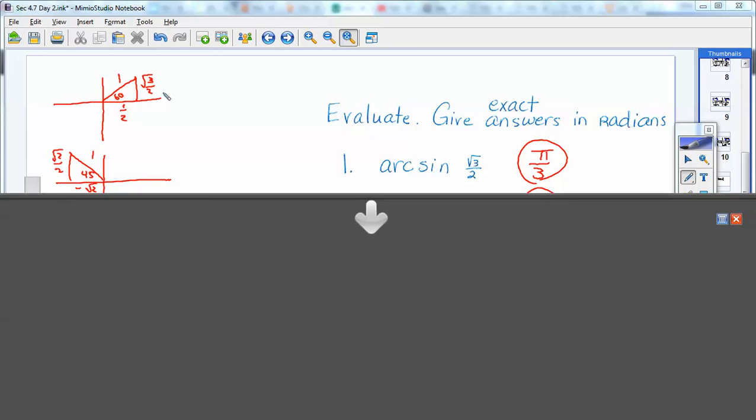So arcsine root 3 over 2. When you're doing these problems, really the only thing you have to think about with that restriction is: is it negative pi/2 to pi/2, in my first and fourth quadrants, which is arcsine or arctangent, or am I 0 to pi, which is first and second quadrants, which is cosine. So this one, root 3 over 2, I'm in quadrant 1. The root 3 over 2 is the y because it's sine. That's a 60-degree reference, so that's going to be pi/3.